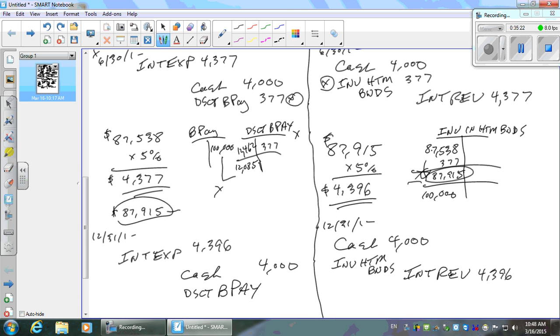How much are we going to credit discount on bonds payable for? Always make your debits equal your credits, gang. Good idea, right? You like that? Okay, fine. And then how much do you want to debit investment held to maturity bonds for?